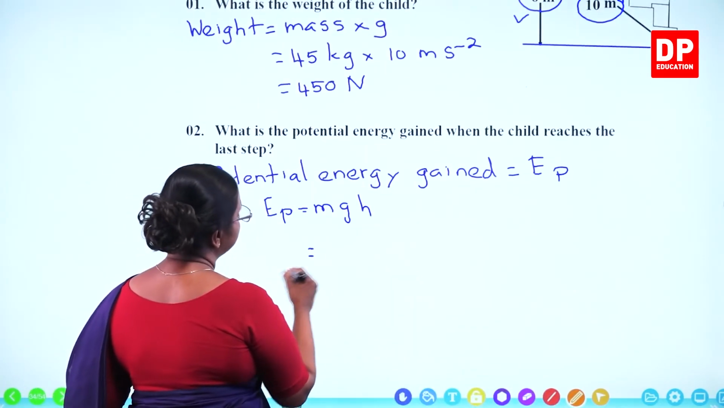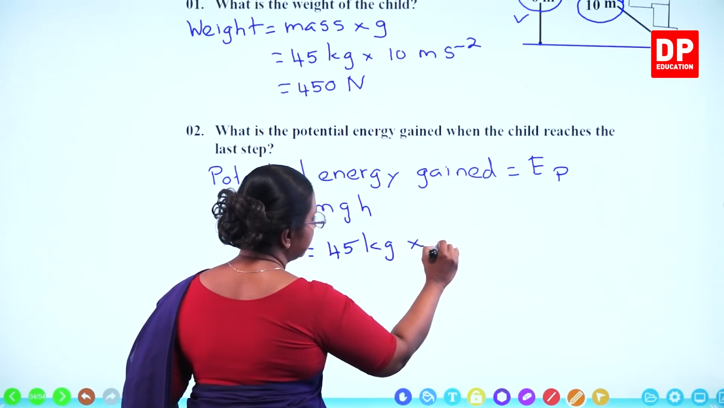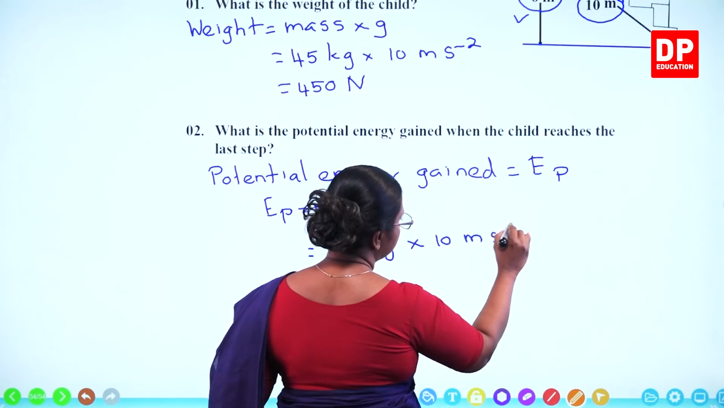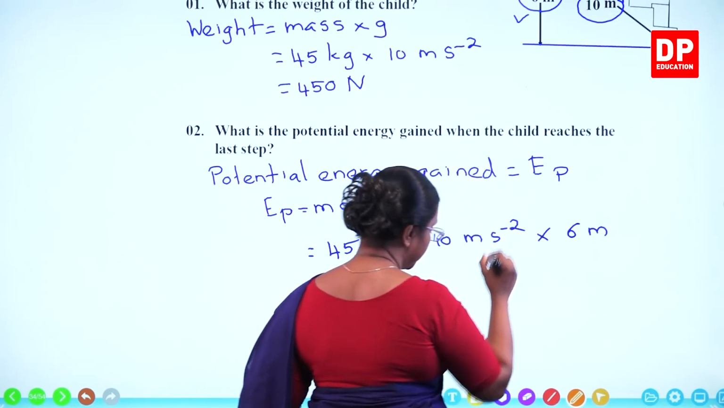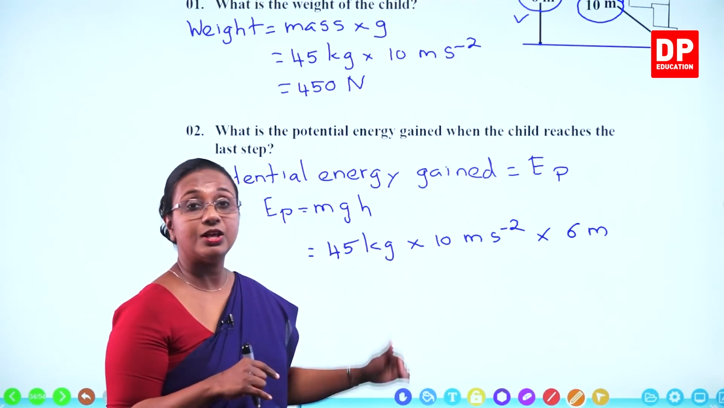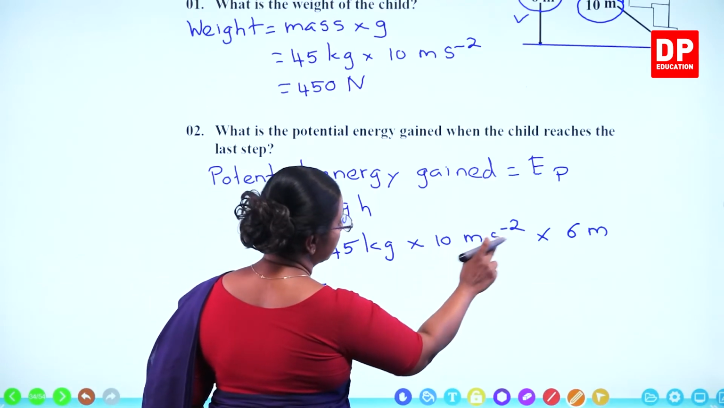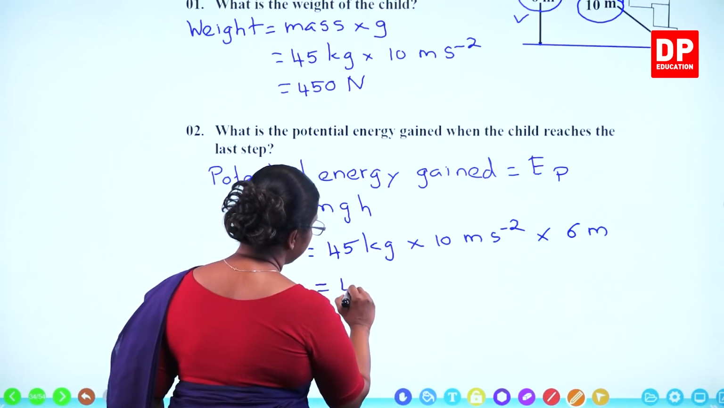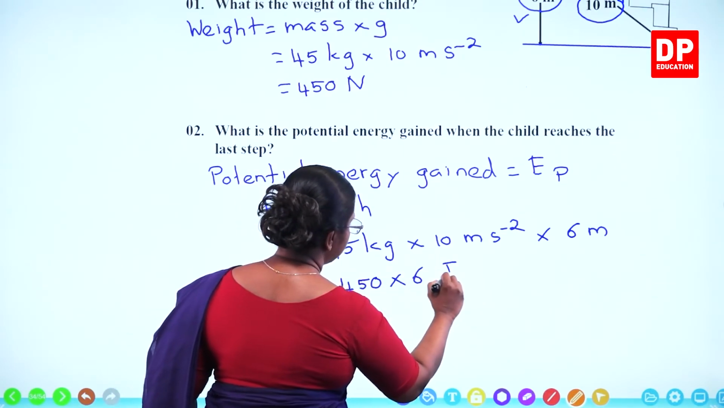What is m? 45 kilogram. g is 10 meters per second squared. And h is 6 meters. As I told you all, we only take the vertical height, not the length of the staircase. So there, 45 into 10 into 6. So that's going to be 450 into 6 joules.